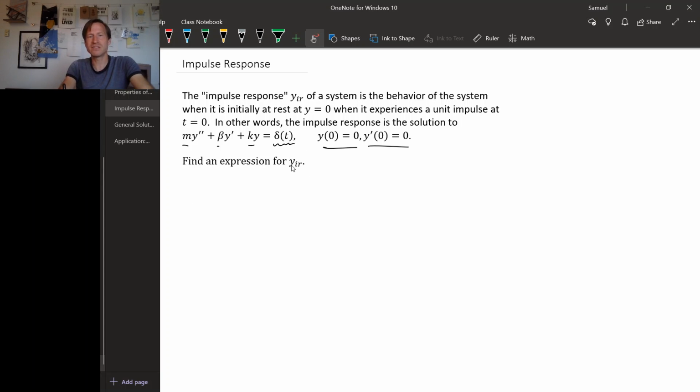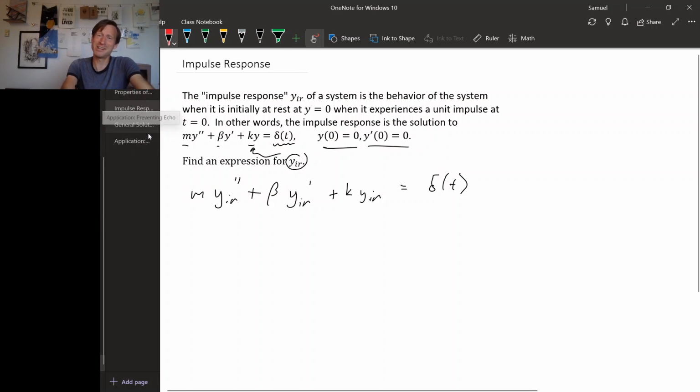Well, the impulse response is the solution to this differential equation, so we can find a formula for the impulse response by putting the impulse response in here, assuming that it is a solution, because by definition the impulse response is a solution to this differential equation. So we're going to plug in the impulse response, which we don't know yet, and then we're just going to solve this differential equation. How do you solve this kind of differential equation? Well, use the Laplace transform, of course.